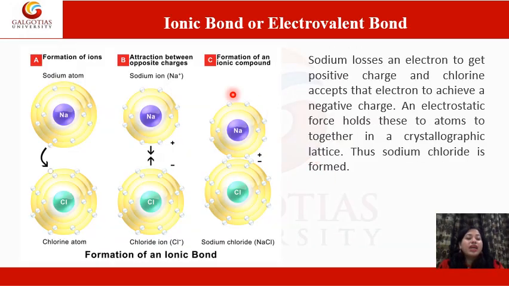Let us consider an example of sodium chloride. The electronic configuration of sodium is 2, 8, 1, whereas chlorine is 2, 8, 7. This means chlorine requires 1 electron to complete its octet and sodium loses 1 electron to complete its octet. So, sodium loses 1 electron to get positively charged and chlorine accepts 1 electron to achieve a negative charge. So, an electrostatic force holds these atoms together in a crystal lattice. Thus, sodium chloride is formed.